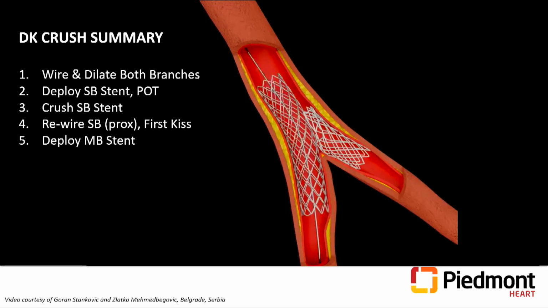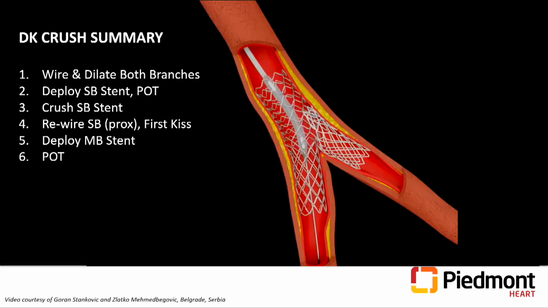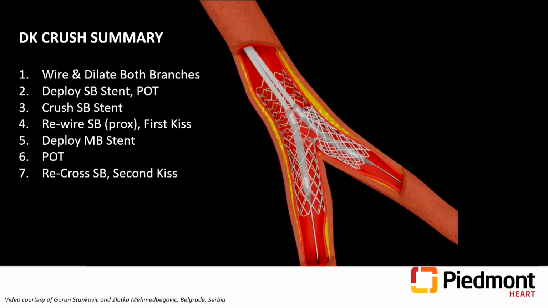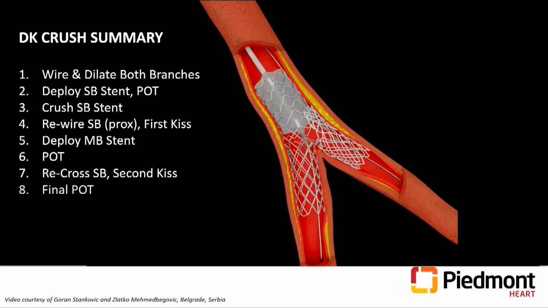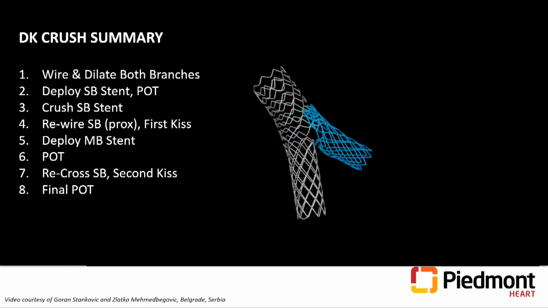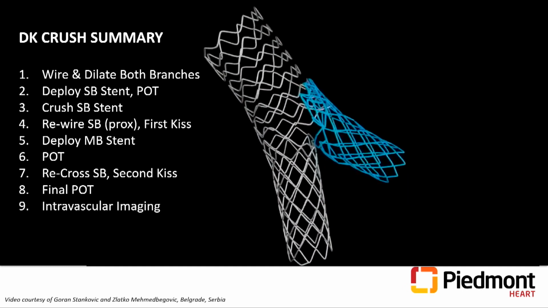Deploy the main branch stent, and do proximal optimization, recross the side branch, and then do your second kiss. This is why it's called the double kiss technique. Final proximal optimization, and then you want to make sure you image at the end.